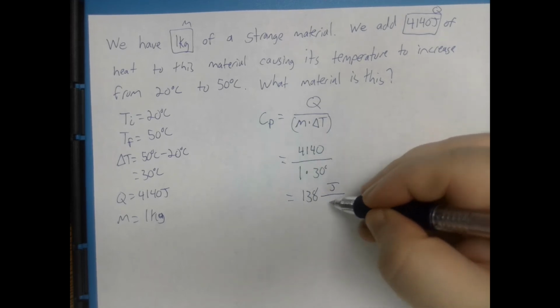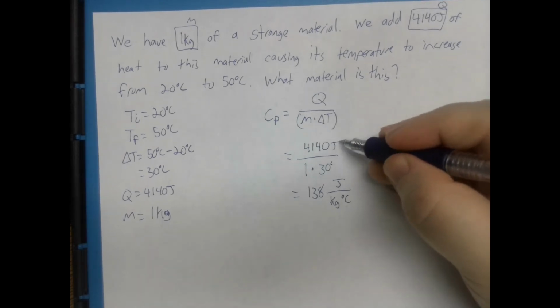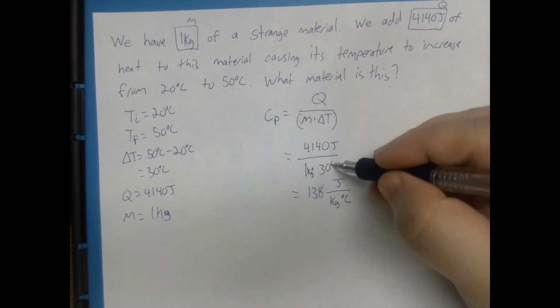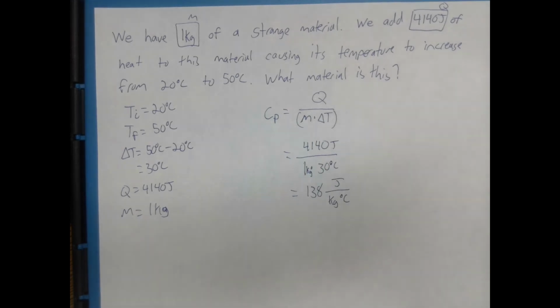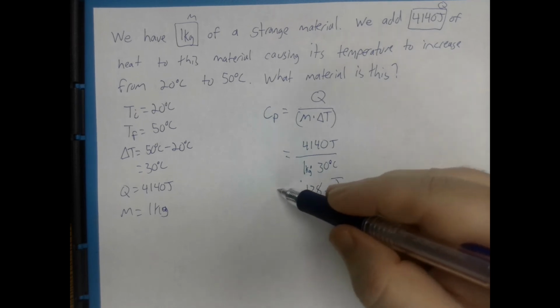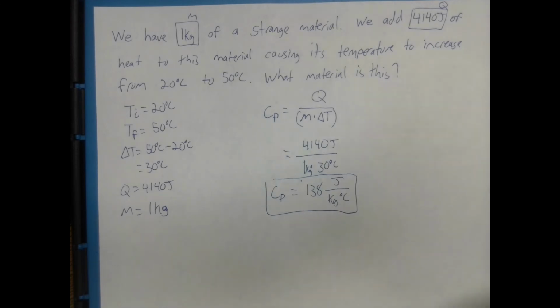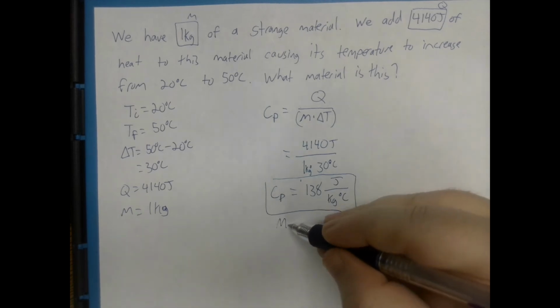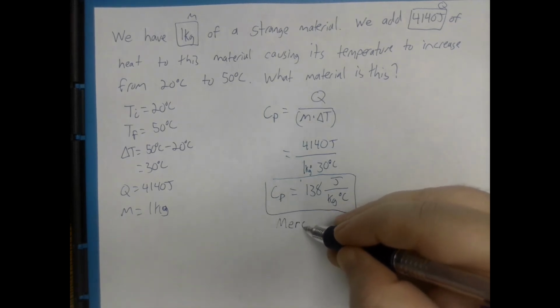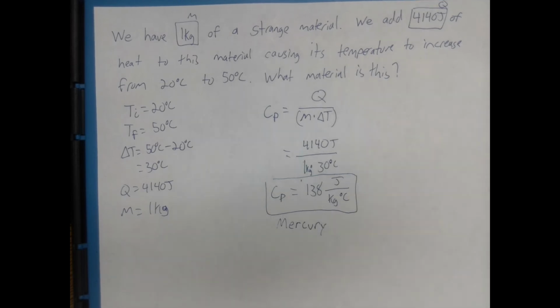Cp is measured in joules per kilogram degrees Celsius. So if we add the units, we can see where it comes up with that: joule, kilogram, degree Celsius. So this is our specific heat. Looking at the table, the only one that has a specific heat of 138 is mercury. This can be used to identify substances. You can figure out how much heat you're adding.